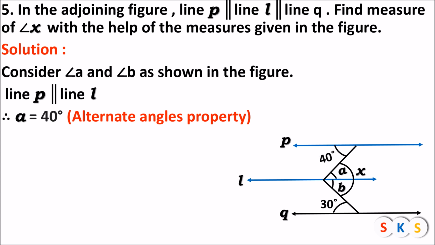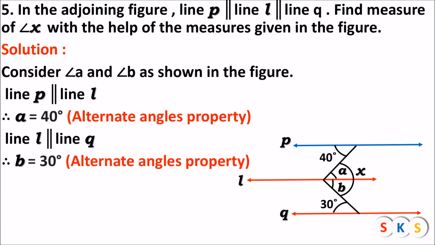Correct? Yes. Line L is parallel to line Q. Okay, look at this figure. Here line L and line Q are parallel to each other. Can you see angle B and 30 degrees in this figure? What kind of angles are they? They are alternate angles, and we know alternate angles are congruent when the lines are parallel. Look once again at this figure, B and 30 degrees. They are alternate angles. Therefore, B equals 30 degrees. So your A is 40 degrees and B is 30 degrees.